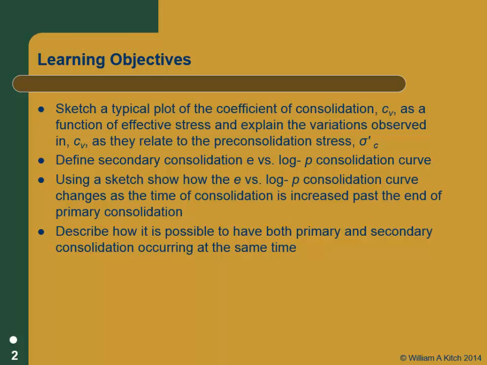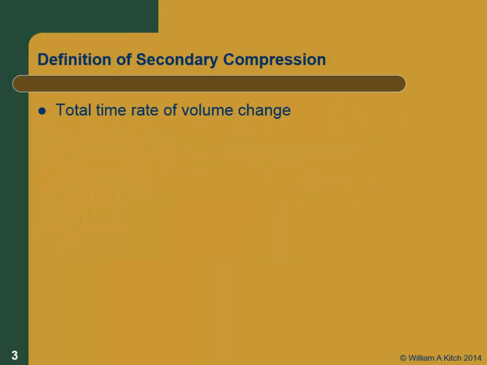So how the e log p curve is affected when we actually have secondary consolidation in the lab. And then finally, qualitatively discuss how we can have both primary and secondary consolidation at the same time. This is pretty much the work of Mesri.